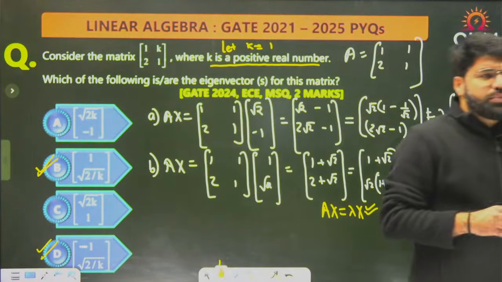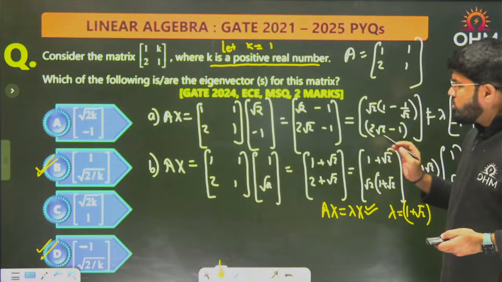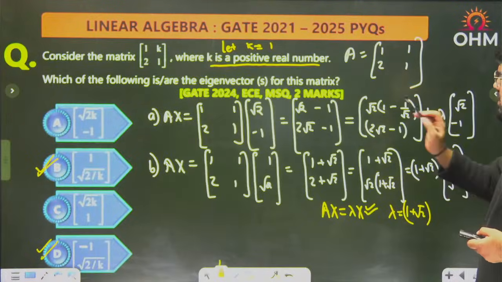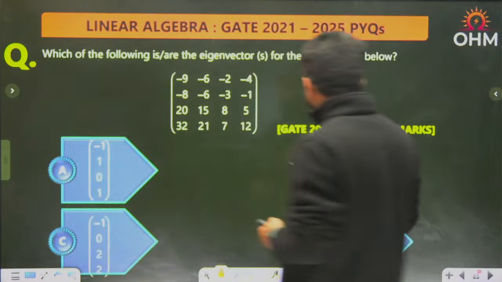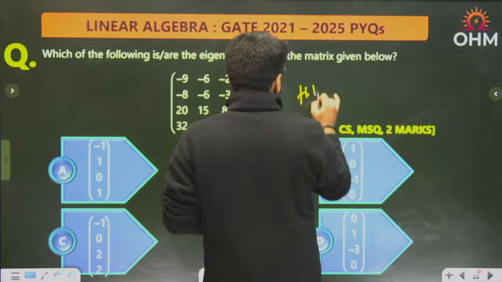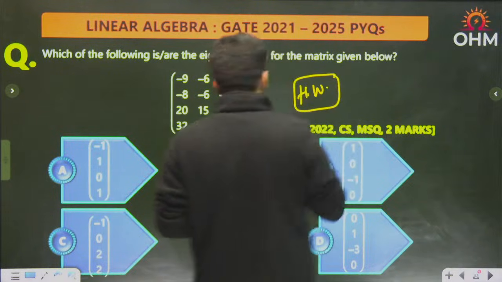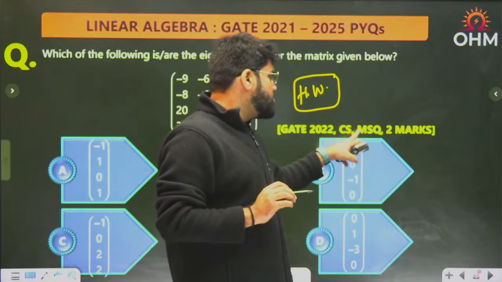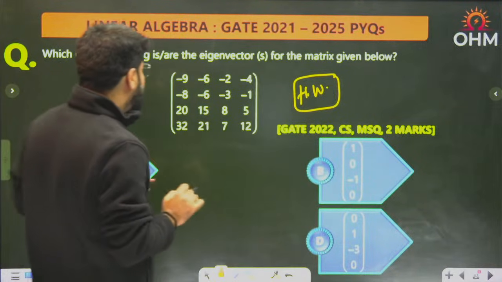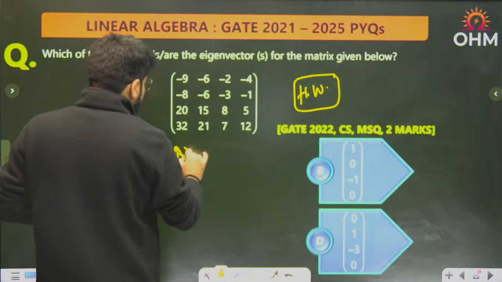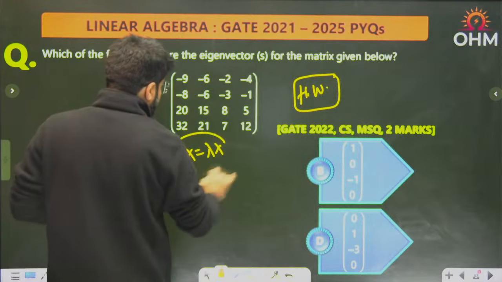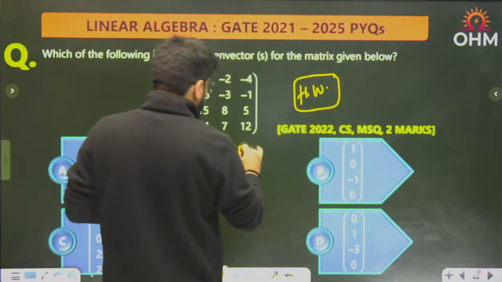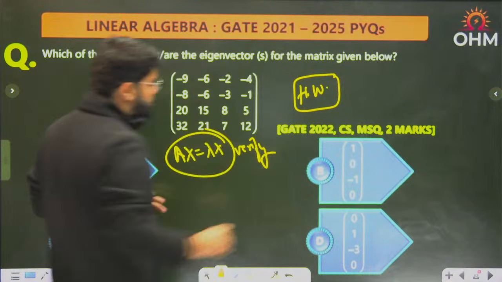Next question. This was an MSQ, 2024 EC, 2022 instrumentation 2 marks MSQ, 2024 EC 2 marks MSQ. One question I will leave as homework because this is only calculative, and 4 cross 4 is definitely time taking. But the same approach applies, 2022 CS MSQ 2 marks question. Again, you have to verify AX equal to lambda X.